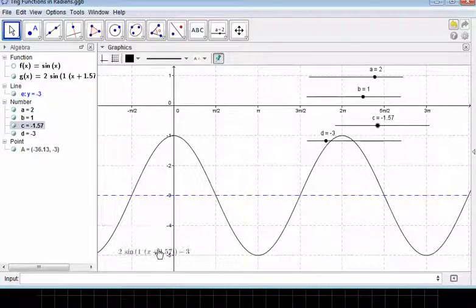Now, just double check it. When you change these sliders, just look at the function down here and make sure it matches your one. So 2 sine, B was 1, x plus 1.57, that's your C, and take away 3. So we have got the right graph. And just make sure it's sine as well, because we're doing the sine wave.